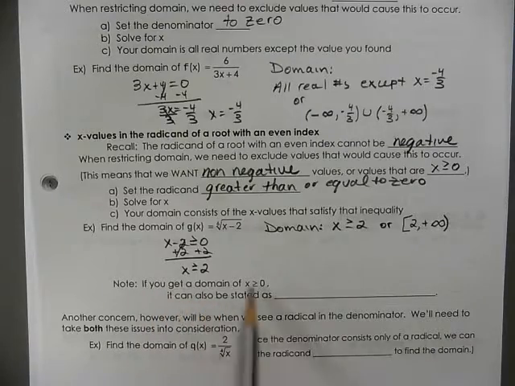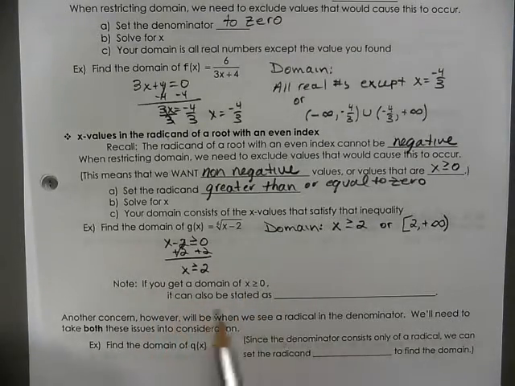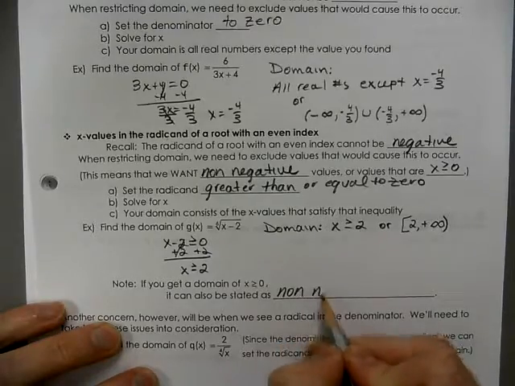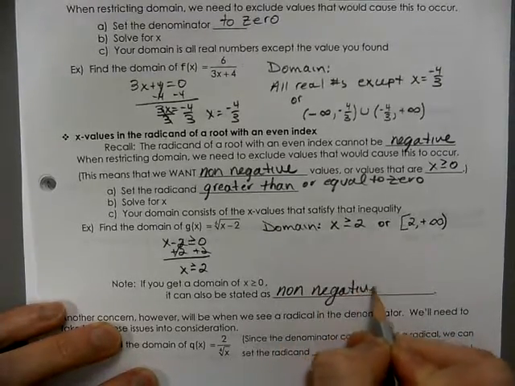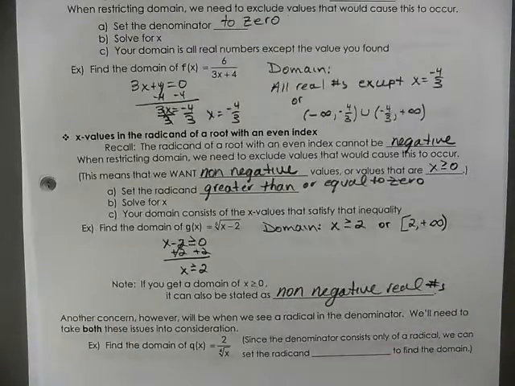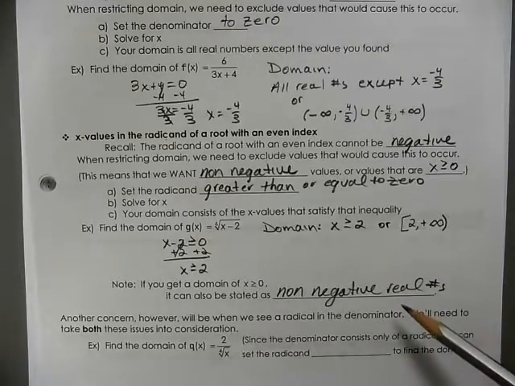If we would get a domain that was just greater than or equal to 0, the way that our book often phrases that domain is to call it non-negative real numbers. That includes 0 and positive numbers, where just positive only includes numbers bigger than 0. This includes 0 and the bigger numbers.